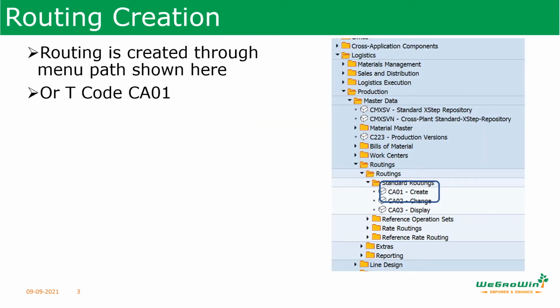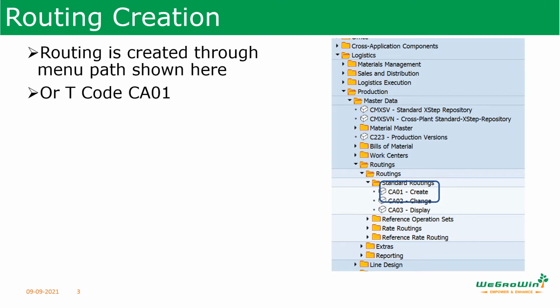Now let us come to the routing. To create routing, as usual, we know now how to create the material master, how to create work center, how to create BOM. Hope you remember, T code for material master creation is MM01. T code for bill of material is CS01. Work center is CR01. Like this, T codes we discussed.